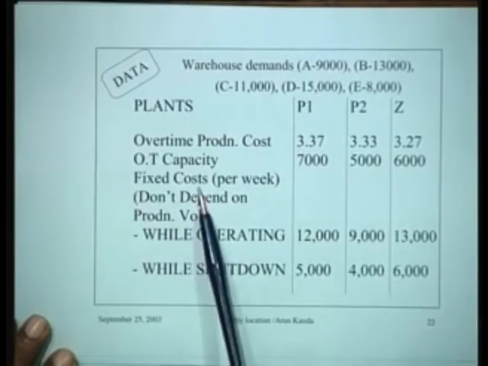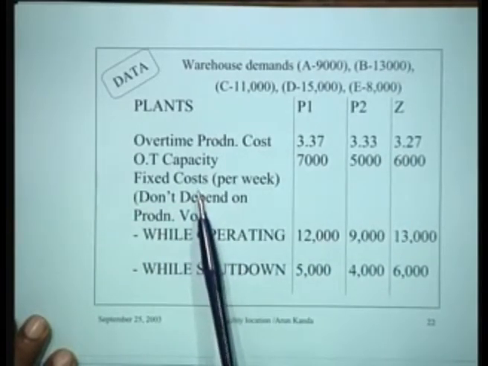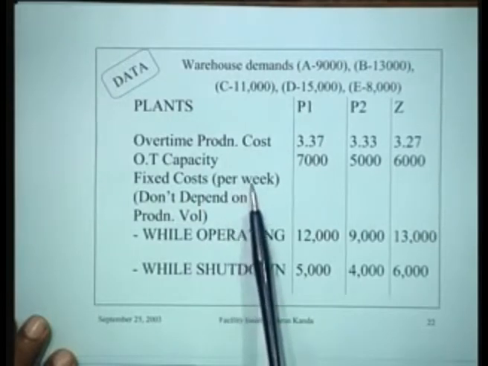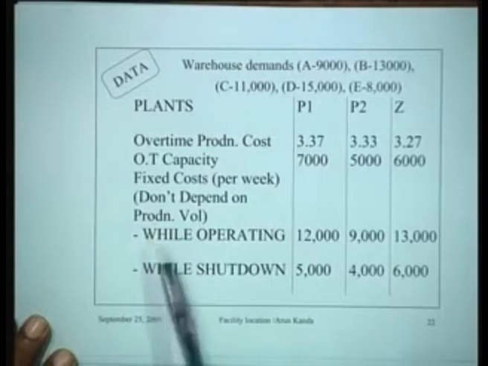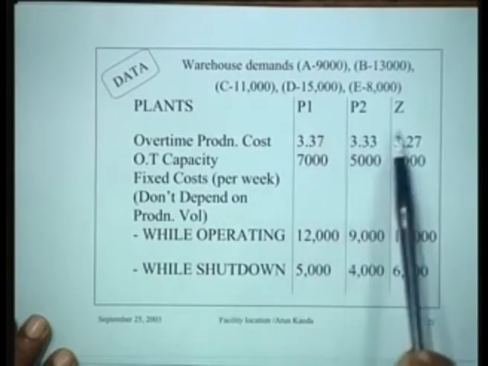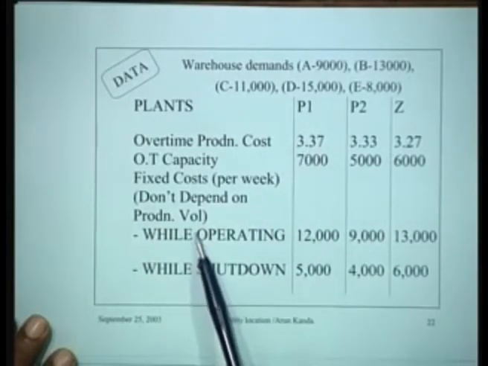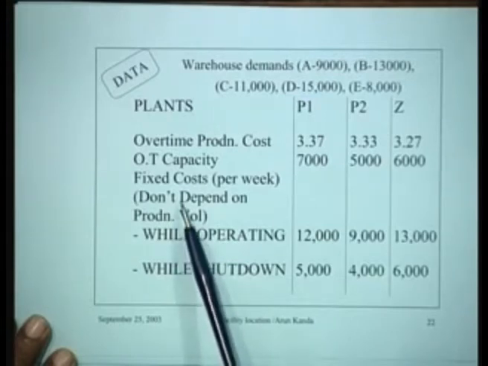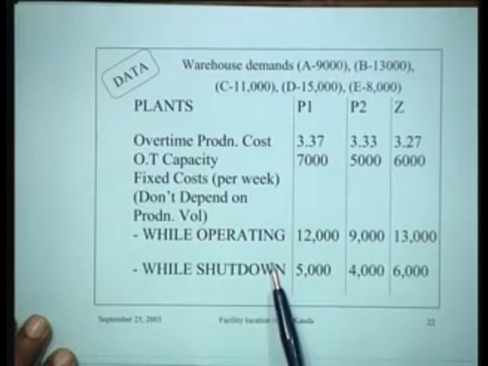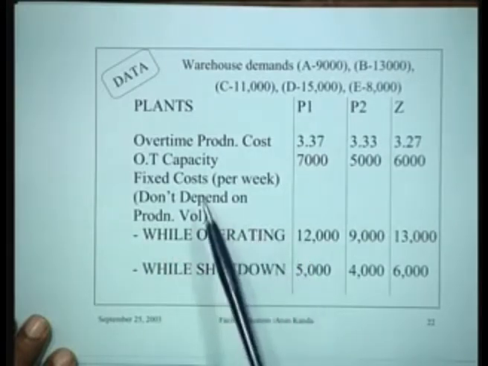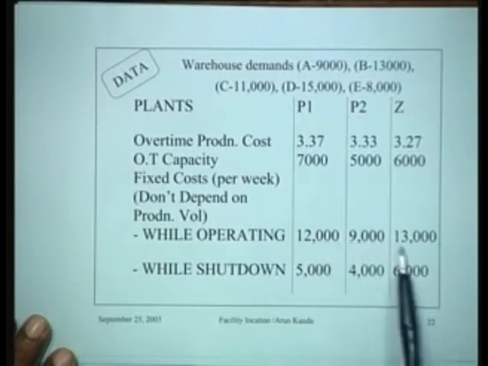Then there are fixed costs. What are these fixed costs? Fixed costs per week, these do not depend upon the production volume. Now if there is a plant already existing, we can think in terms of 2 kinds of fixed costs, while operating and while shut down. So if the plant is operating, then we expect the fixed cost to be 12,000, 9,000, 13,000.